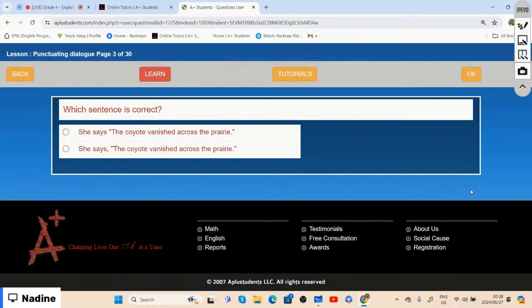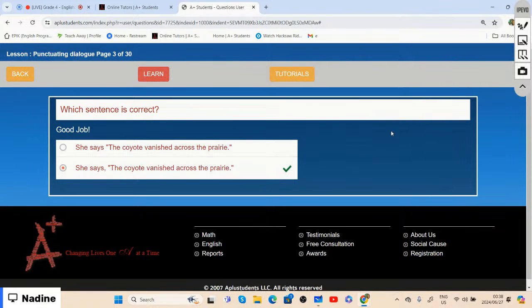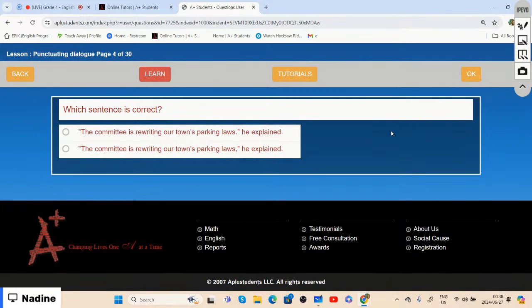All right, and if we were to choose the correct one, we would go with option two. So option two is correct. So well done. Option two is correct because we need to, for example, say he says, she says, comma, then a quotation mark. So well done.